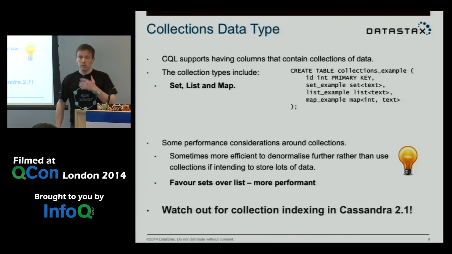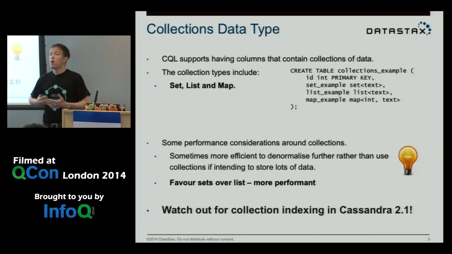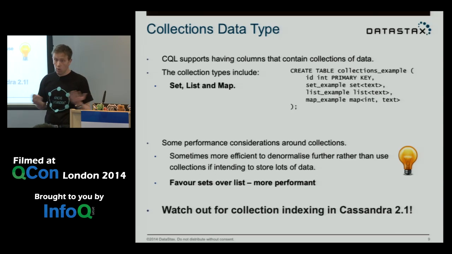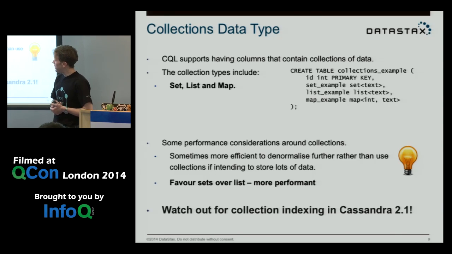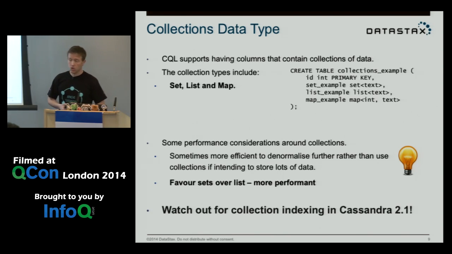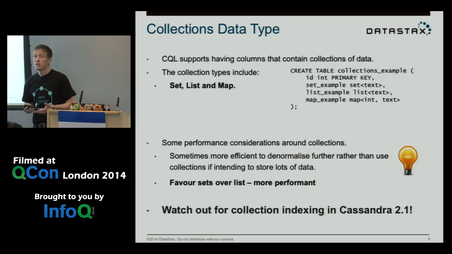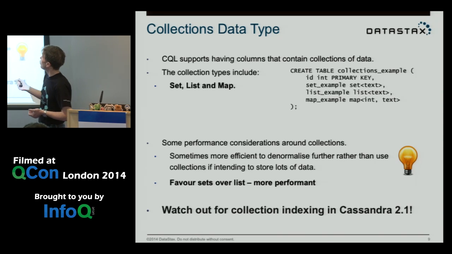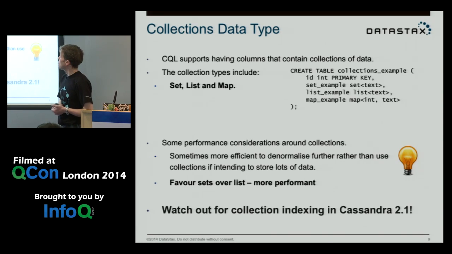Also worth pointing out, there are some data types that you might not be aware of. One of the new ones that came in recently was collections as a data type. So what you get with collections is you get sets, lists, and maps. And if you wanted to create a table using those in those columns, it's fairly simple to set up. You've got a set example, a list example, and a map example in there.